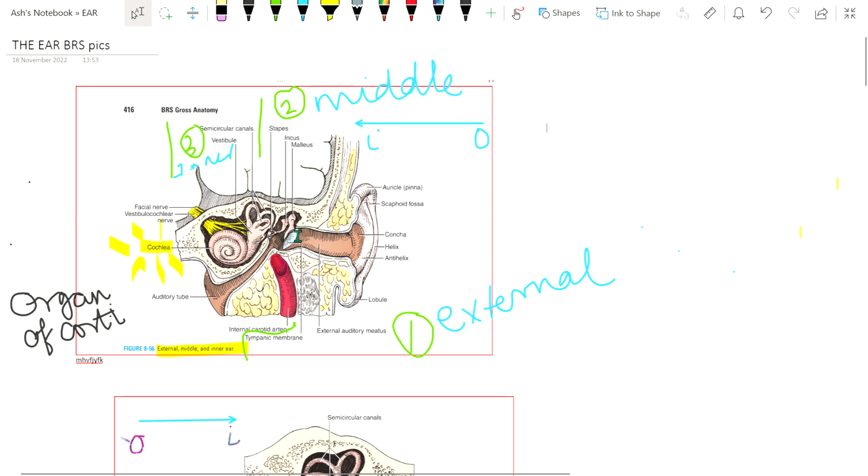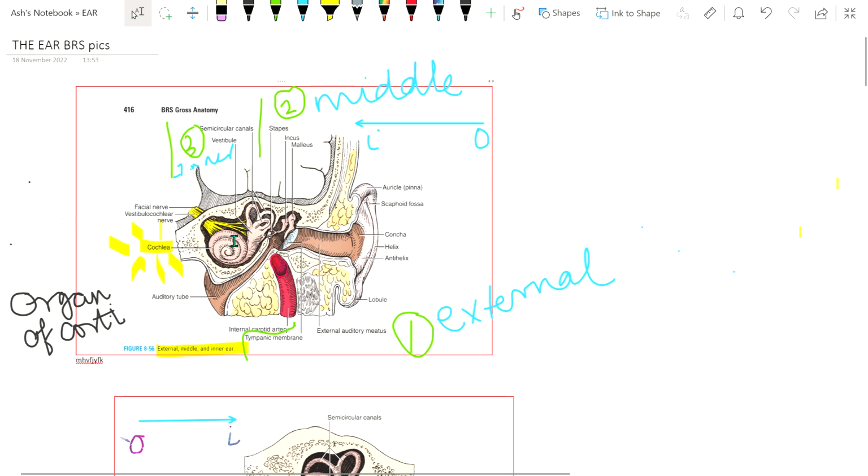Moving towards the inner ear, here comes our famous snail, with the head pointing towards the top. The head part is the vestibule with the semicircular canals. It helps with balance. The coil part is called the cochlea. It has the organ of Corti and it helps with hearing.